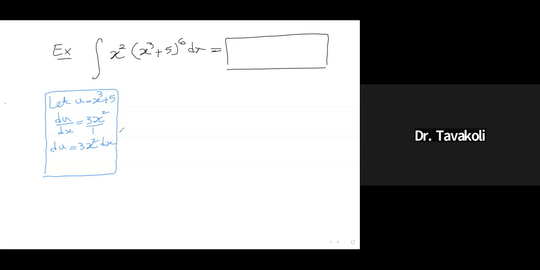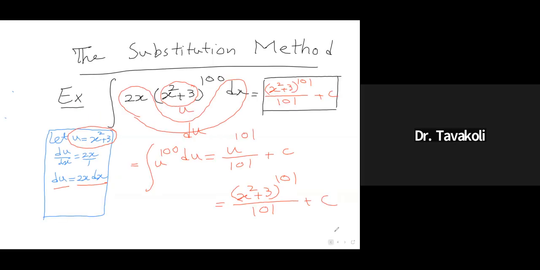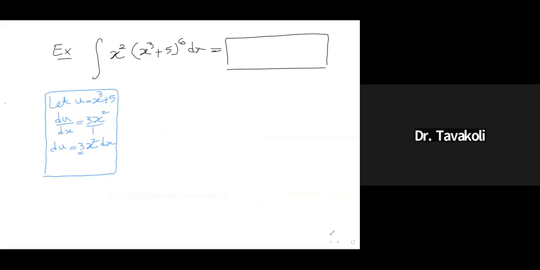It looks like there is a problem. The 3 that we see here is not in the integral. We didn't have that problem in the previous example. Like when I had du is 2x dx, the 2 was there. As you know, this is not a big deal. We can resolve that. If I divide both sides of this equation by 3, now x squared times dx is the same as du over 3. So this can easily be resolved.